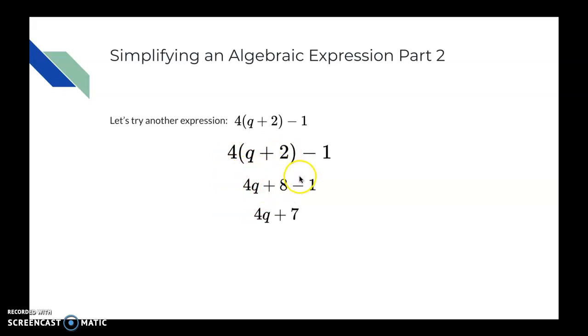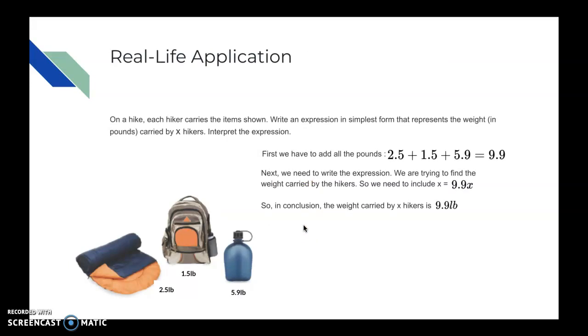Next we have to write it all together: 4q plus 8 minus 1. Now we still need to put this in simplest form. We can't add or subtract the 4q with anything because we don't have another term with a variable like this. So we're just going to be simplifying these two terms, or one like term. After you subtract, you get 7, so your final answer would be 4q plus 7.